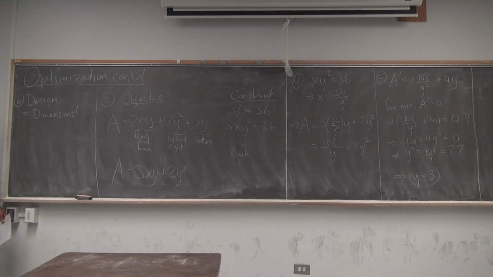So I'm simply going to tell them what to make the length, what to make the width. So I already know one of them. Y is equal to 3. So what about the x? x is equal to 36 over y squared, which is 36 over 9. That goes 4.